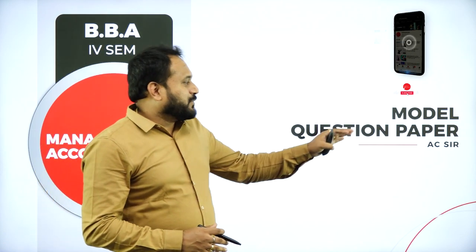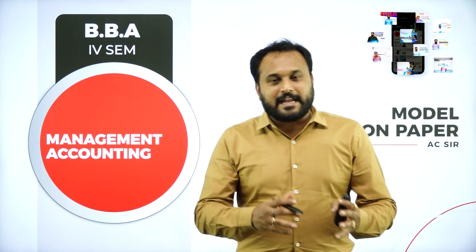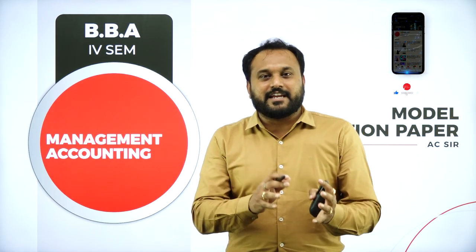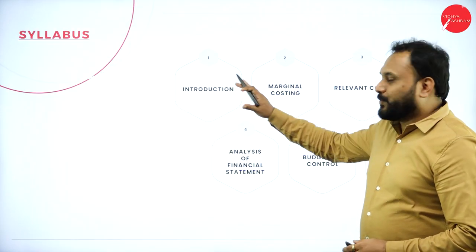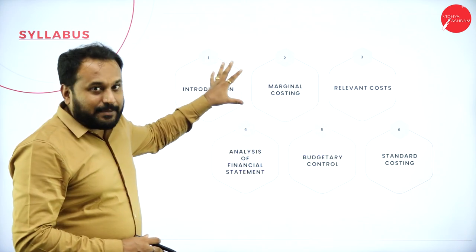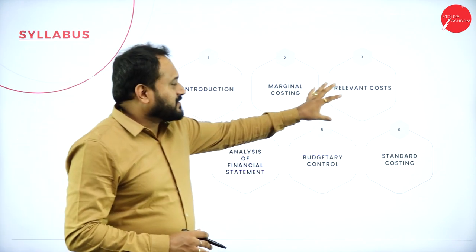Now here, when we go with model question paper, what exactly is that? We should know the syllabus, and accordingly the University of Mysore has designed the questions for us. For example, in the syllabus we have six chapters, from the introduction to the standard costing. The first chapter is introduction. Second is marginal costing. The third is relevant cost.